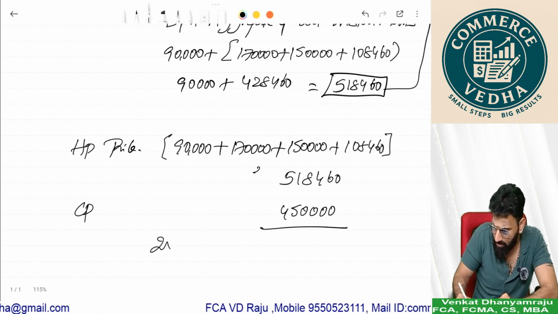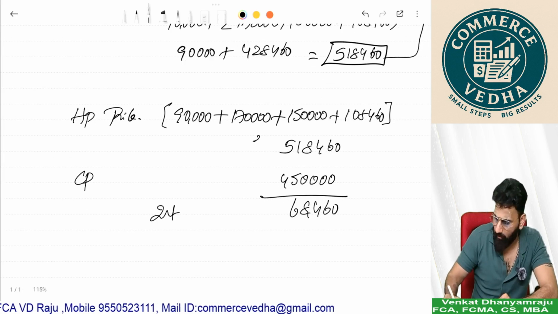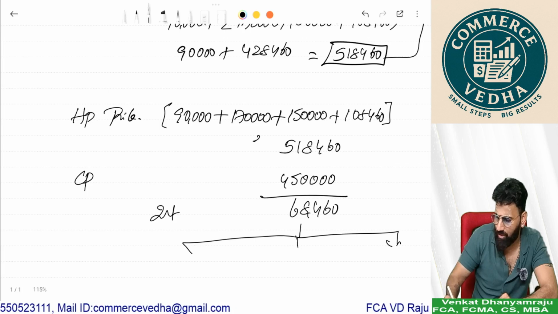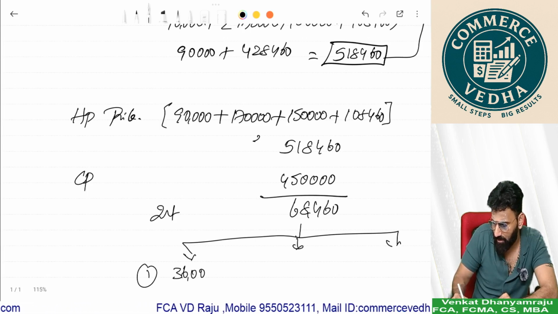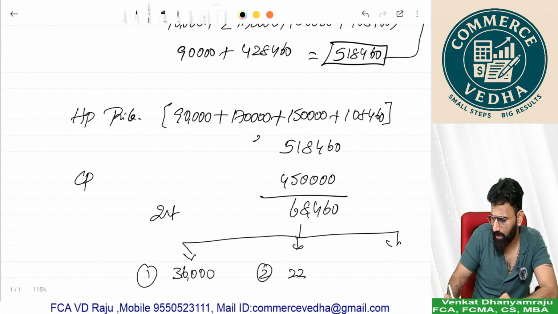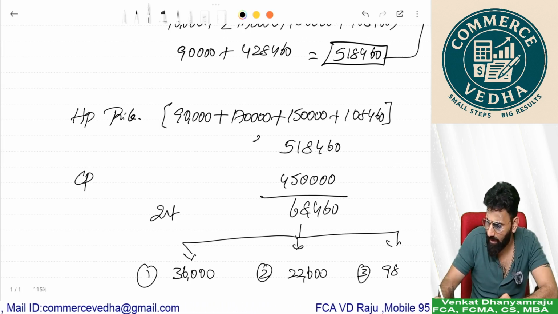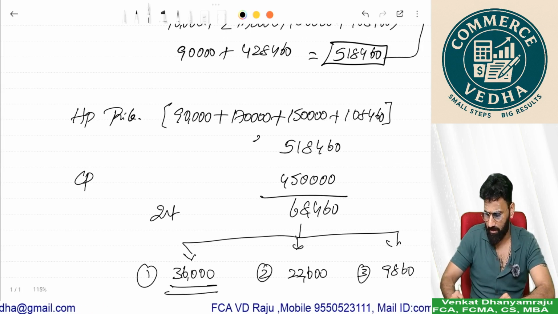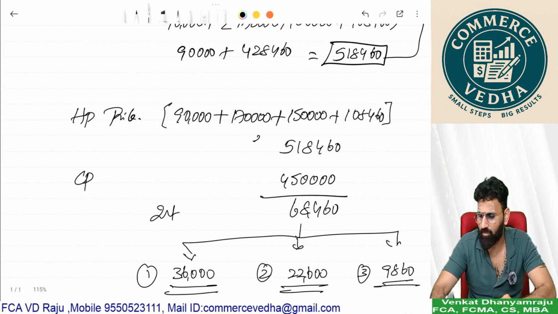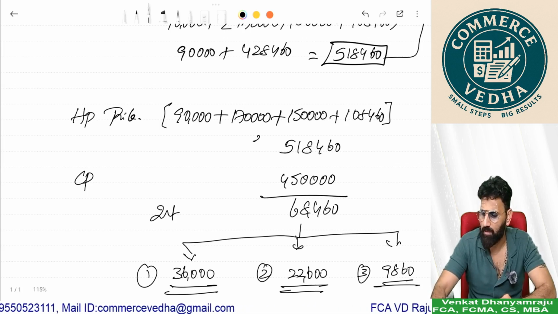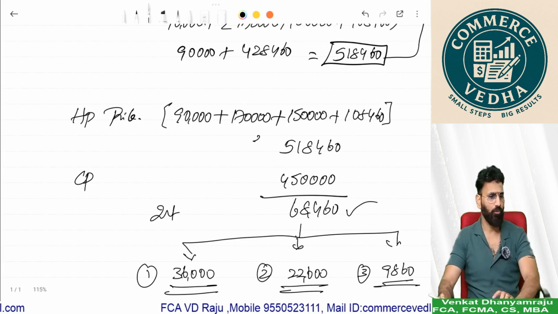So interest is 68,460. Now we should identify the interest in each year, which we computed. Year 1 36,000, year 2 22,600, and year 3 9860. 36,000 plus 22,600 plus 9860. Total interest is 68,460.